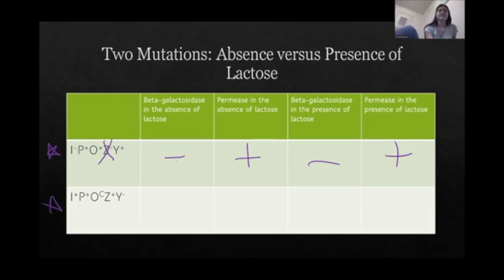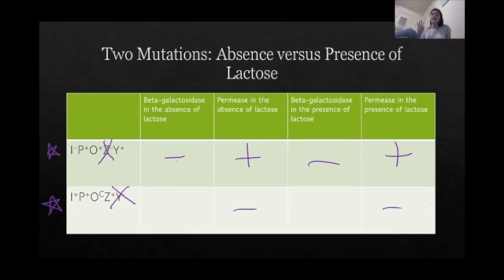Looking at this next one, step one, check for a super repressor. Again, we don't have one. Step 2, check for a promoter mutation. We don't have one again. Step 3, check for mutation in Z or Y. Y is mutated, meaning we're never going to have permease.